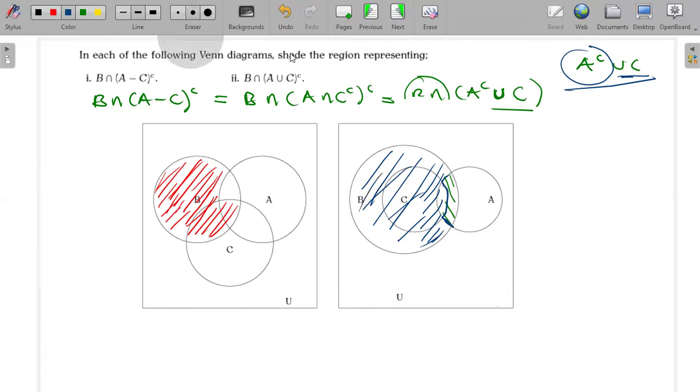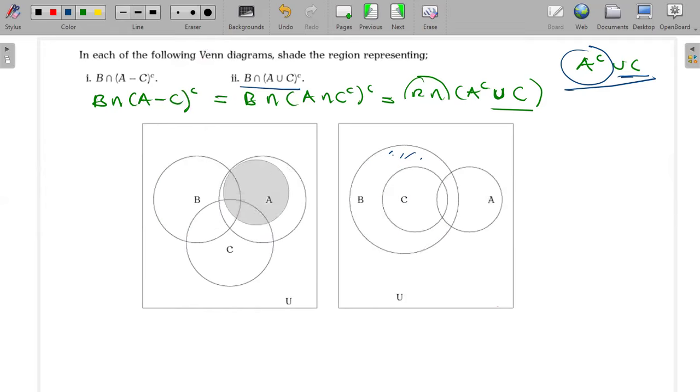Then this green part is not there, so you remove this part here. Okay. So like that, this is how our set is going to be. You shade here. Okay, so that's how you shade this one. Let's now do the next one. So we are using the same Venn diagram.